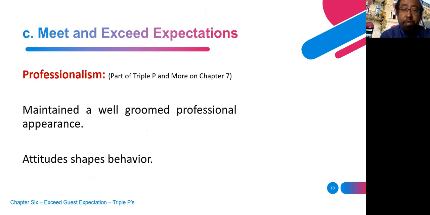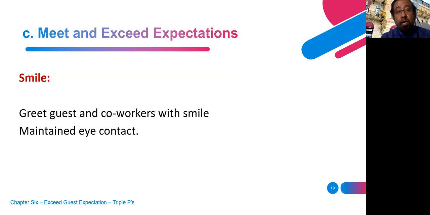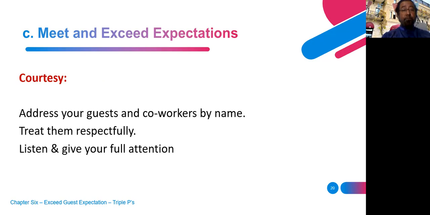So what are the minimum guest expectations and how to exceed them? Well, I mentioned a few here, actually there are more than 5, but one of them is professionalism, which you can see as part of the triple P, and we're going to discuss it more in the next chapter, chapter 7. It's a huge chapter also. Also attitudes, which shape the behavior. So we must see our attitudes toward our guests and our co-workers, not guests only. And always remember to smile at your co-workers and your guests.